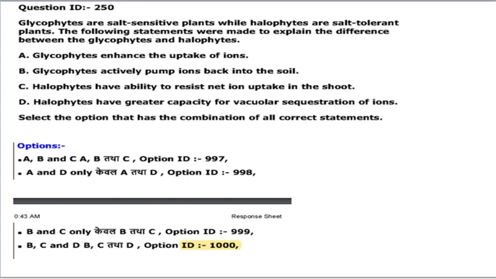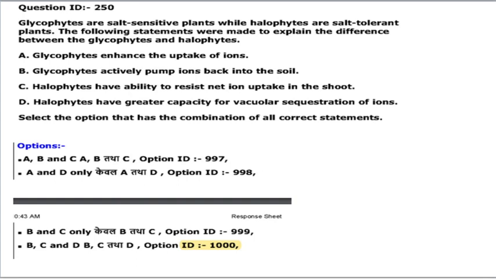So, glycophytes enhance the uptake of ions. No, it is absolutely a wrong option, because glycophytes are salt sensitive plants. Then how can they enhance the uptake of ions? They won't enhance it. Instead, they will actively pump the ions back to the soil. So option B is correct. Glycophytes can pump the ions back to the soil.